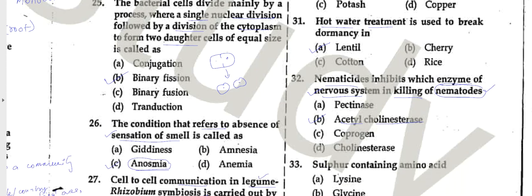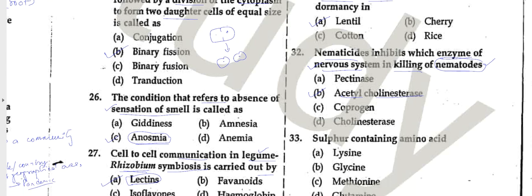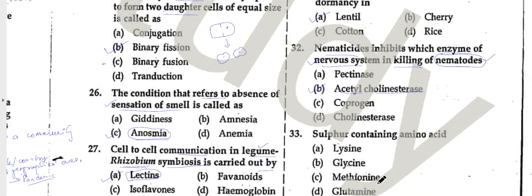Next, number 33, sulfur containing amino acid. I think this you all know, guys. Cysteine and methionine are the two sulfur containing amino acids.